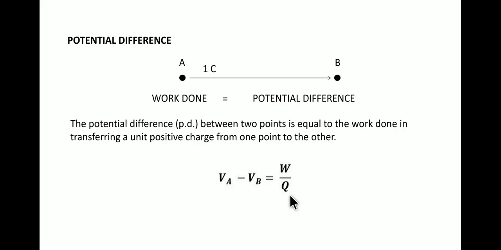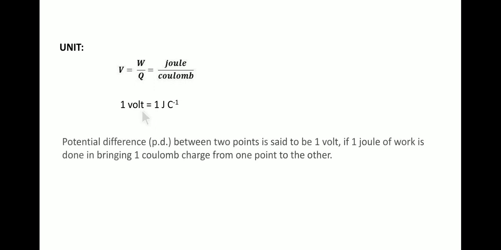So the unit for the potential difference can be worked out from V equals W by Q, where W has the unit joule and charge has the unit coulomb. So joule by coulomb will be the unit of V, that is the volt. So 1 volt is equal to 1 joule by 1 coulomb, that is 1 joule per coulomb. So we can define 1 volt as follows: the potential difference between two points is said to be 1 volt if 1 joule of work is done in bringing 1 coulomb of charge from one point to the other. So this is the definition of 1 volt.